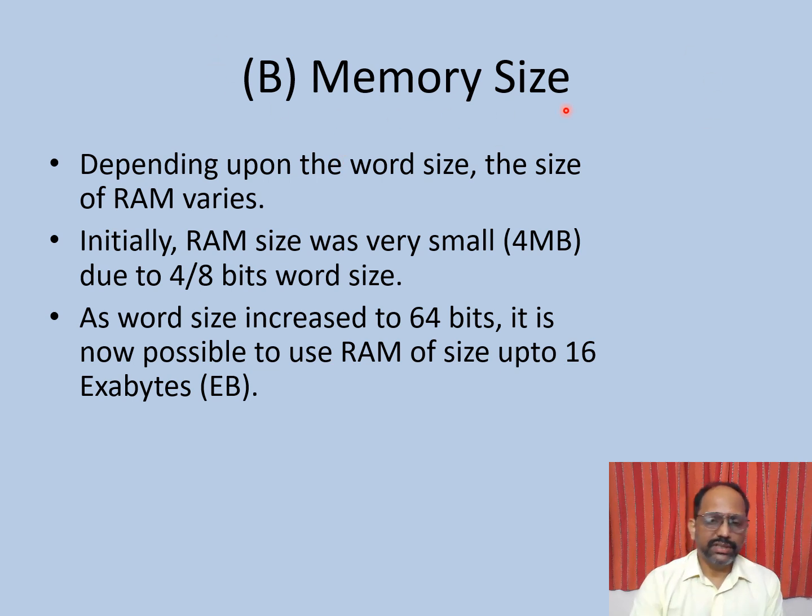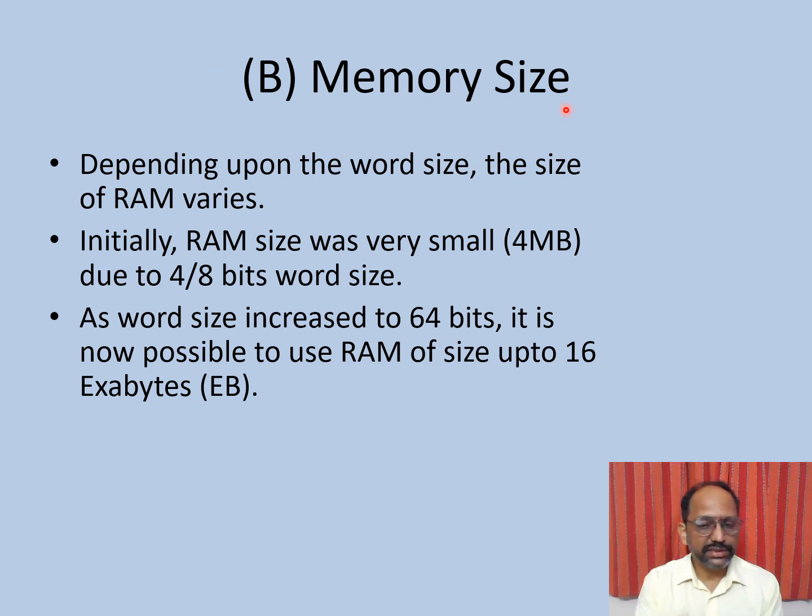Now, what is the memory size? Word size is different, memory size is different. The memory size is the total amount of data that can be stored in the memory. How much data can be sent from memory to the CPU depends on the word size of the CPU. So, depending upon the word size, the size of RAM also varies. There is an interconnection between the word size and the memory size.